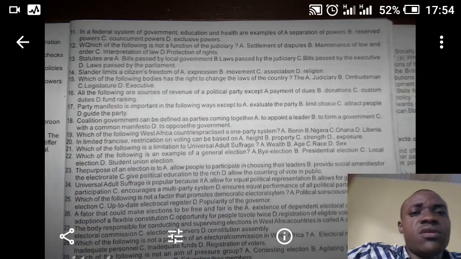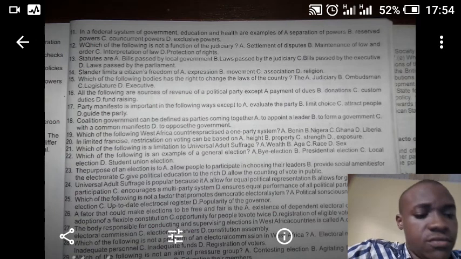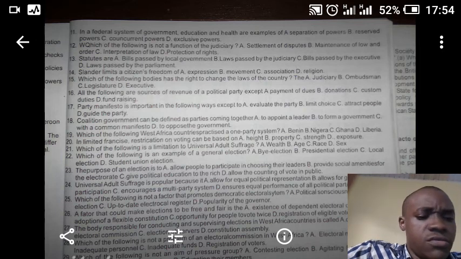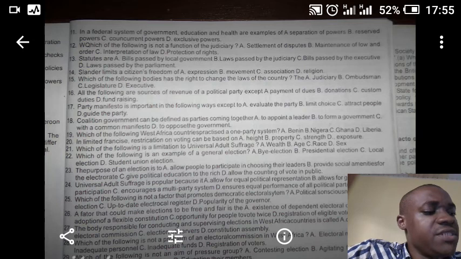Number 17, party manifesto is important in the following ways, except to dash. A, evaluate the party. B, limit choice. C, attract people. D, guide the party. The answer is limit choice, which is B.